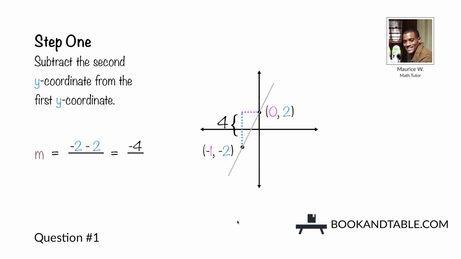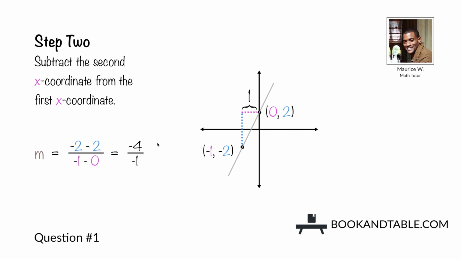Step 1, subtract the second y-coordinate from the first y-coordinate. So our first y-coordinate is -2. Our second one is +2. So -2 minus 2 will give us -4 in our numerator, our delta y, or our change in y. We see we're changing our y value from -2 to +2. That is a total distance of 4.